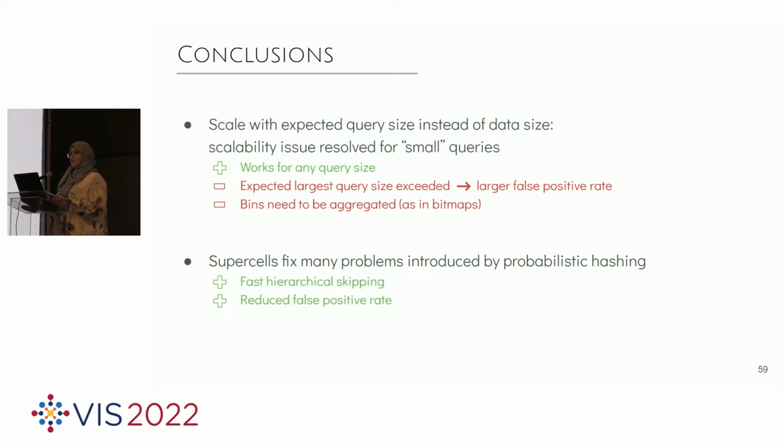So to conclude my talk, we believe that we presented an interesting method that works best for multidimensional range queries, and it scales with the query size. However, we emphasize that if a given query exceeds the query size that we are expecting, the method will still work, but the number of false positives will increase. Also, I'd like to highlight the importance of using the supercells, as it's crucial to reduce the impact of using Bloom filters in our framework.